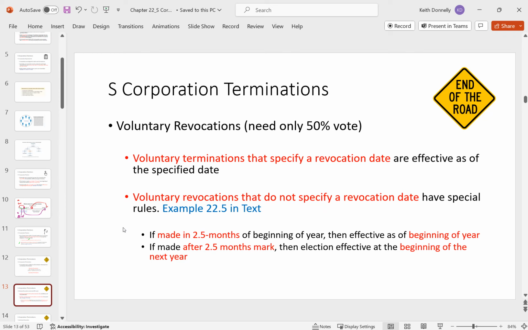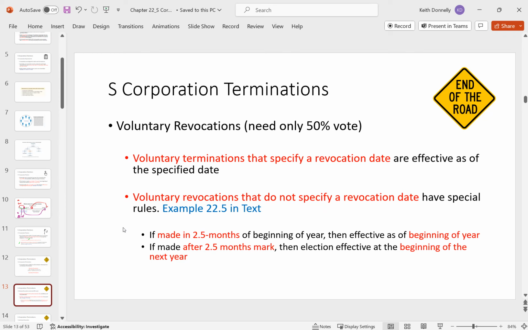But the question then becomes, when you fill out that form and make the voluntary termination, when is it effective? The idea is you can specify the date. Maybe we're in January, we fill out the form, we get the required vote, and we say we want this to be effective as of March 1st of this year. That would be a voluntary termination that specifies a revocation date. And accordingly, because we specifically say March 1st, it's effective March 1st.